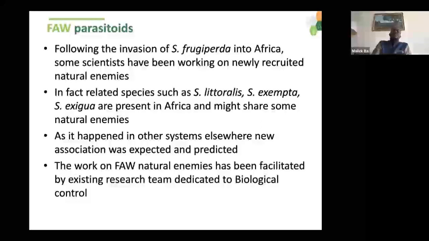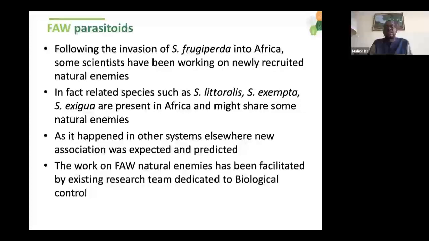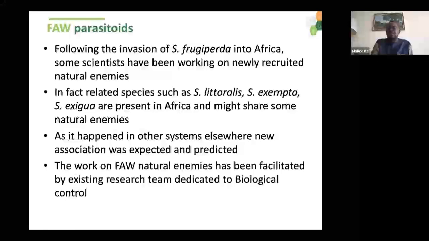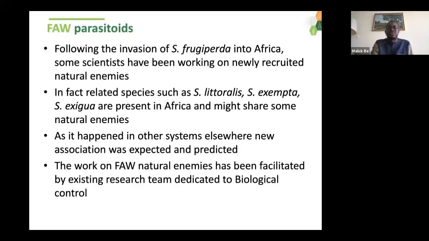This work has also been facilitated by the fact that there was a large group of scientists in Africa already working on biological control of different pests. So it was quite easy for them to do that.